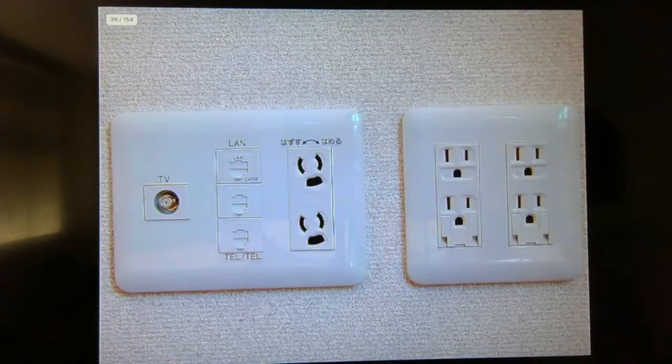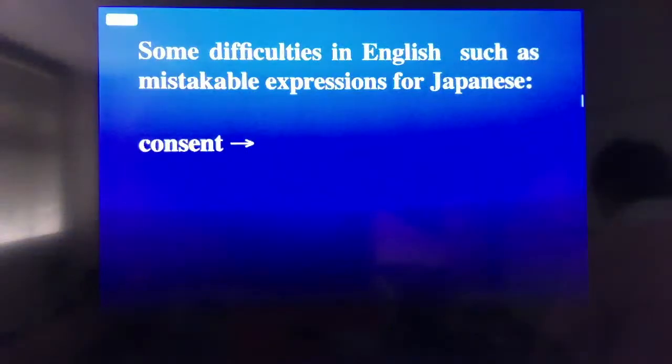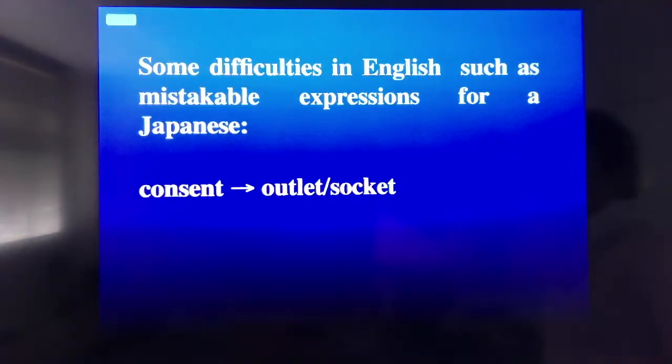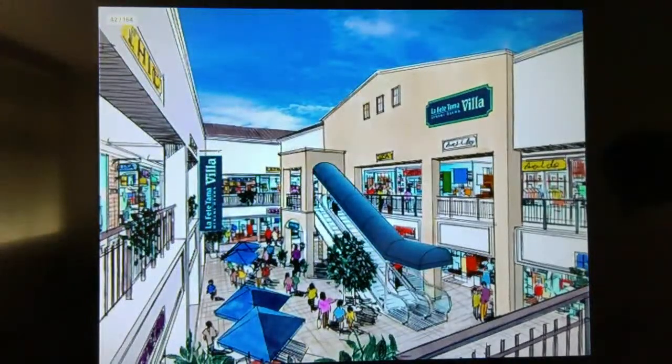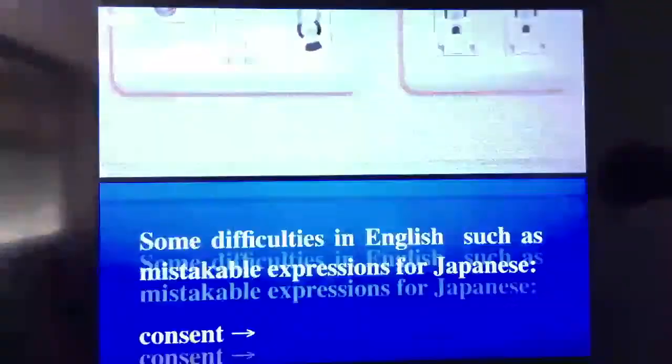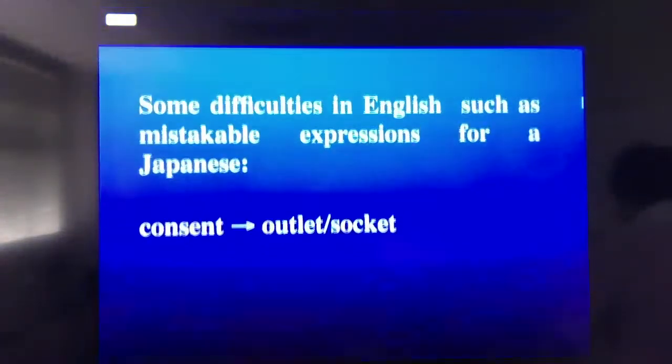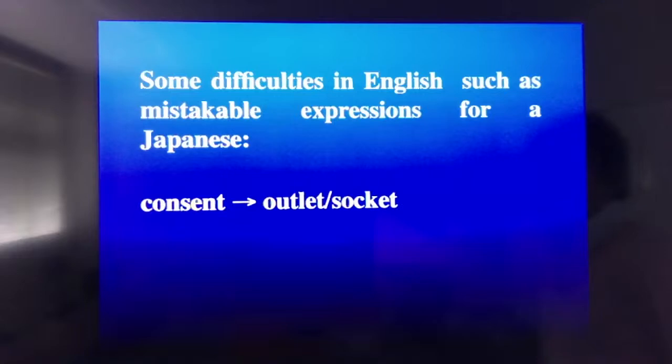This is also coming from my bad memory. I made a mistake. I called this the consent, as you may also call it, but in fact, the English is outlet or socket. If there are any outlets, I would like to use my PC and the battery has gone already. So I need an outlet or socket. Consent doesn't work. In English, this is an outlet or socket. Maybe you may call that electricity outlet or electricity socket.